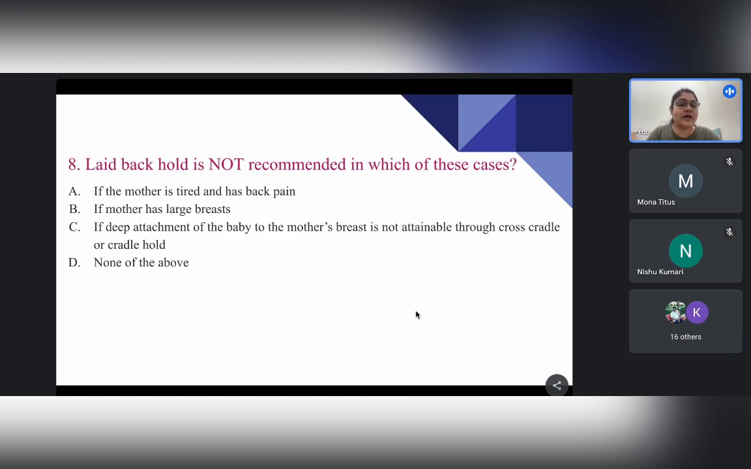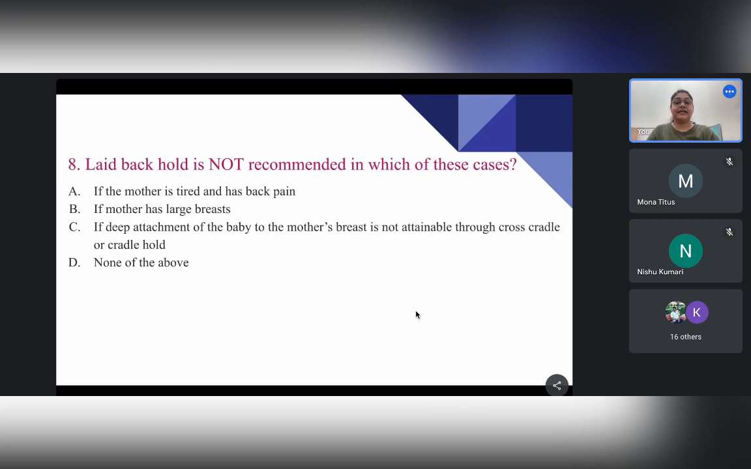Say we have a mother who's very tired and has back pain. Definitely you would want the mother to stay in a position where she can be very relaxed. That position can definitely be a laid back hold, right? So option A is definitely a case where laid back hold is advocated. Now let's go to option B. If mother has large breasts, this position ensures that proper support is being given, right? So let's go to option C.